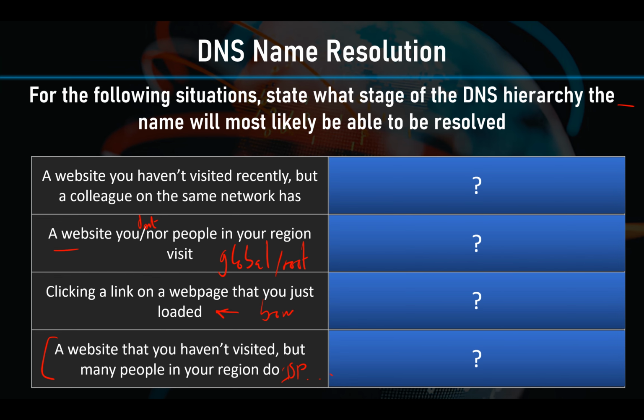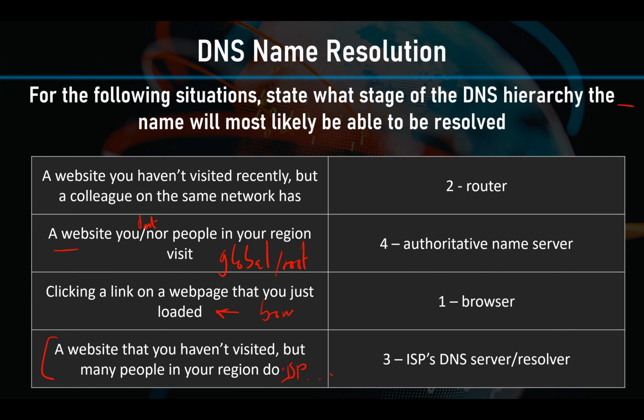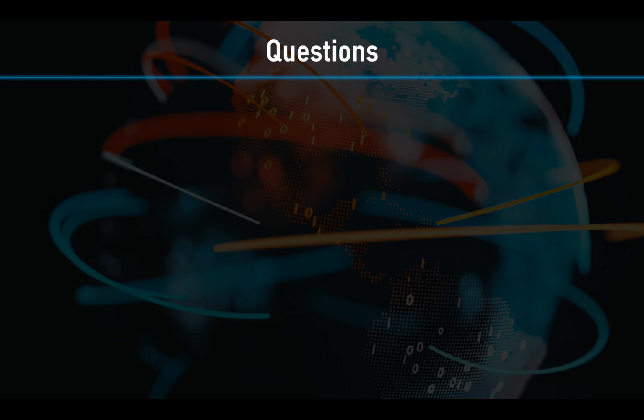Finally, a website you haven't visited recently, but a colleague on the same network has. We've done these in the reverse order, really. Here it's not going to be in your browser, but since someone on the same network has visited, your router should know this. So here it's the router's DNS server.